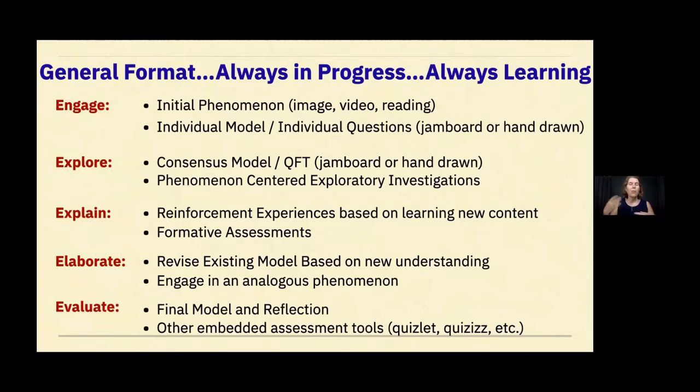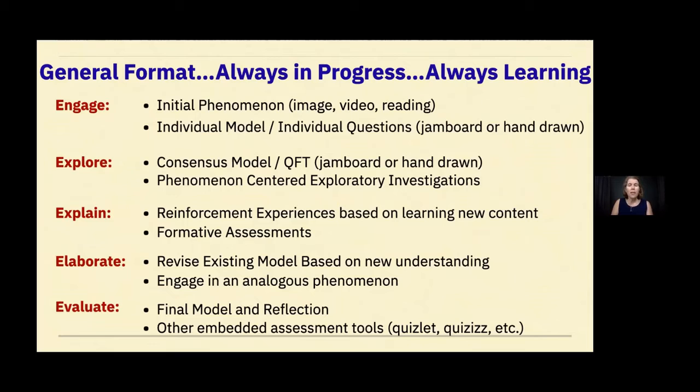The elaborate, now we're looking back on our initial models that we created and we're adding to them and expanding our thinking about how and why something is the way it is. And then engaging in an analogous phenomena. And then finally, the evaluate piece could be a final model and a reflection. Like, I've had my initial model, I'm going back to my initial model. I've annotated a whole bunch, I've done gallery walks, I've looked at other people's models. Now I'm here at the end of the storyline and I can really explain to you what's happening. That's going to explain the phenomena, go into more depth in my modeling, stuff like that.